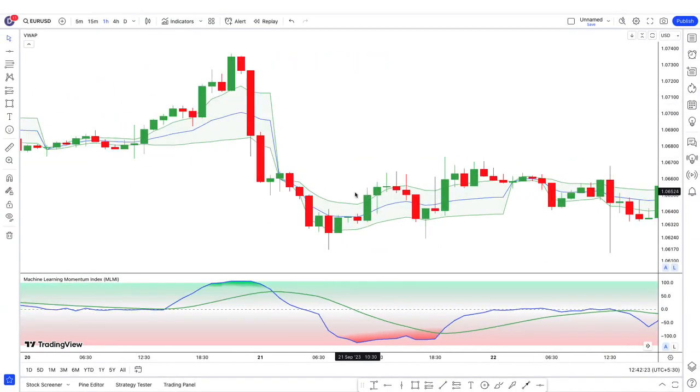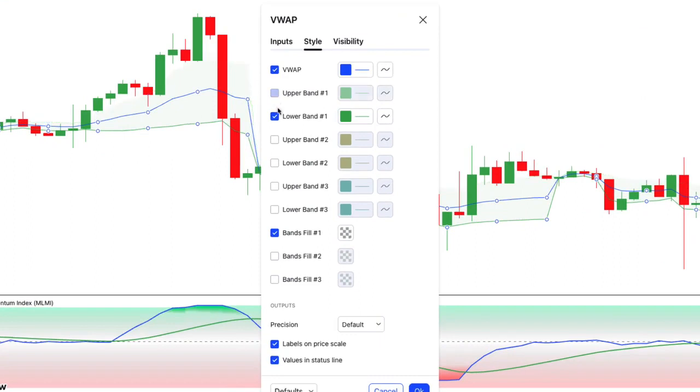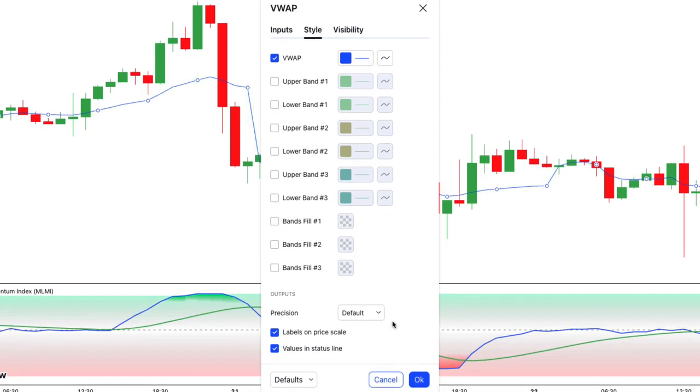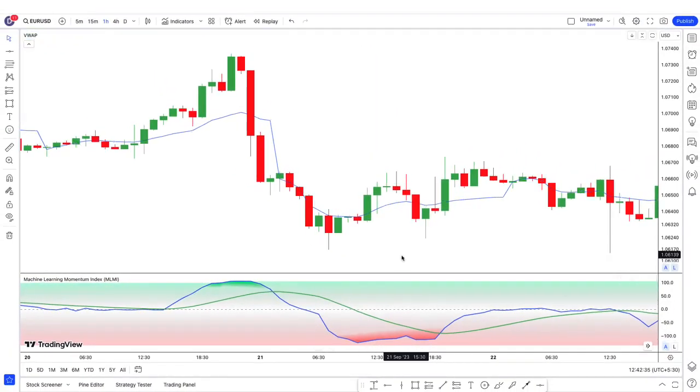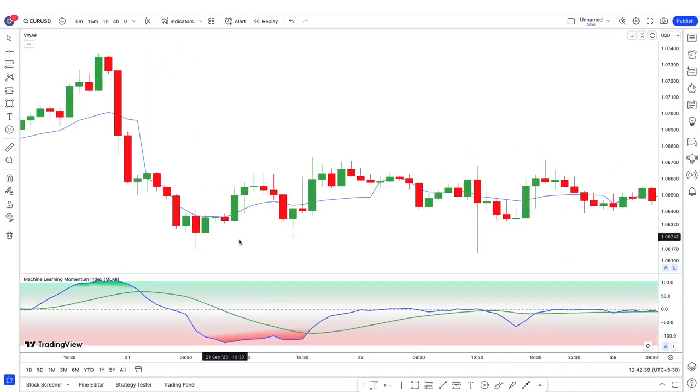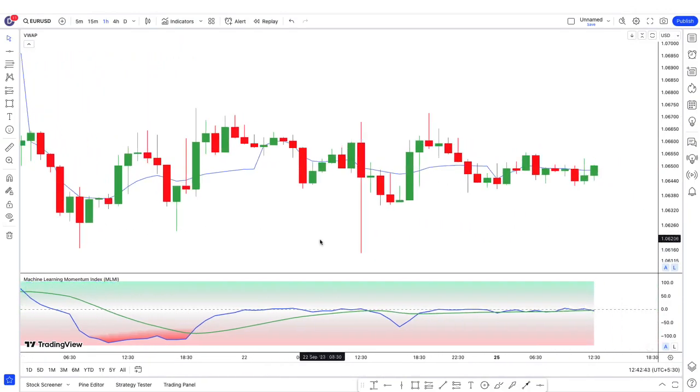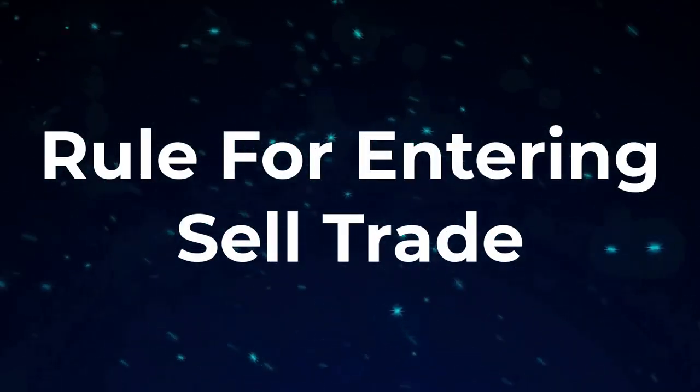Now let's head over to the indicator settings. In the Style section, uncheck this upper band line, lower band line, and bands fill. Once done, click on OK to save the changes. After successfully placing both of these trading indicators on your trading chart, let's see how to use them. Let's start with the rules for entering short positions.